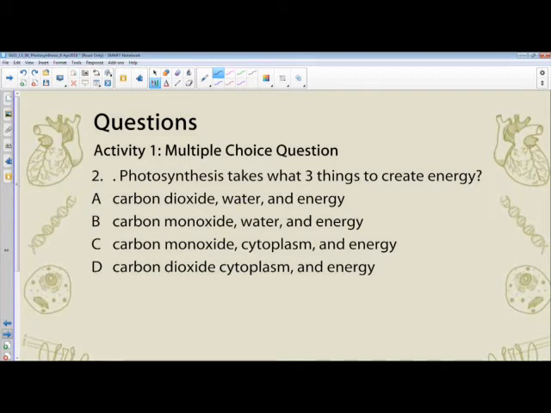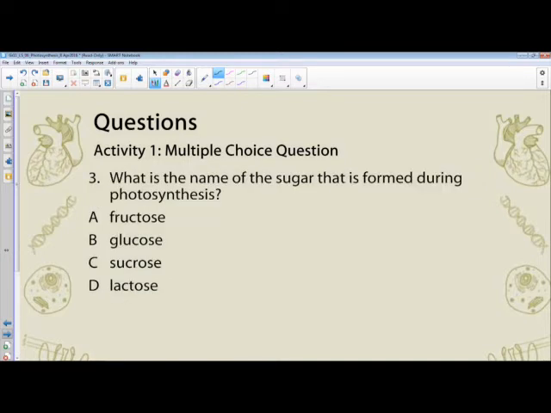Next question, number 2. Photosynthesis takes what 3 things to create energy? A. Carbon dioxide, water and energy. B. Carbon monoxide, water and energy. C. Carbon monoxide, cytoplasm and energy. Or D. Carbon dioxide, cytoplasm and energy. Quite confusing. Read through them carefully. Let's move on to question 3.